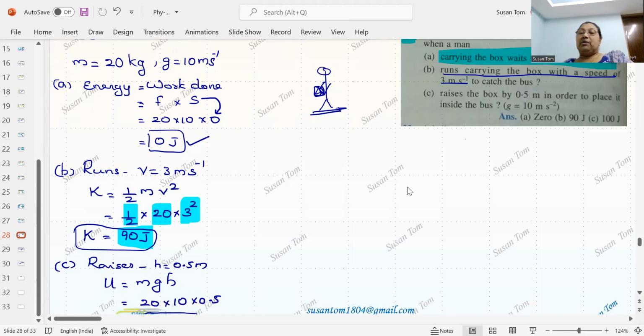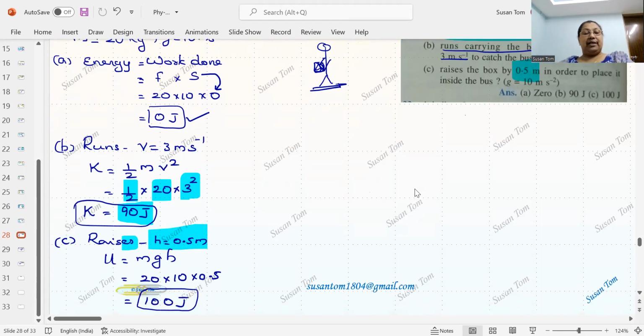Then he raises the box by 0.5 meter. Inside the bus, he is lifting and placing it on a carrier. That's it. The height is 0.5 meter. U is equal to mgh, mass into acceleration due to gravity into height, 100 joules.